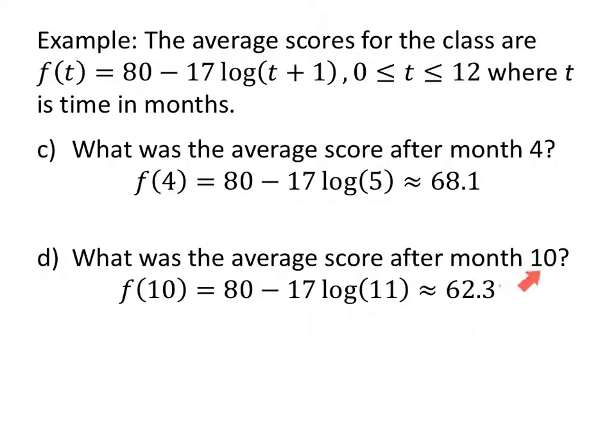And 6 months after that, so after month 10, I'll be looking at 80 minus 17 log of 10 plus 1, so log of 11, which is about a 62.3 on the exam. After 10 months, scores have dropped almost 20 points. Let's see if you could do better at remembering that. Make sure you learn it backwards and forwards. Thanks for listening.